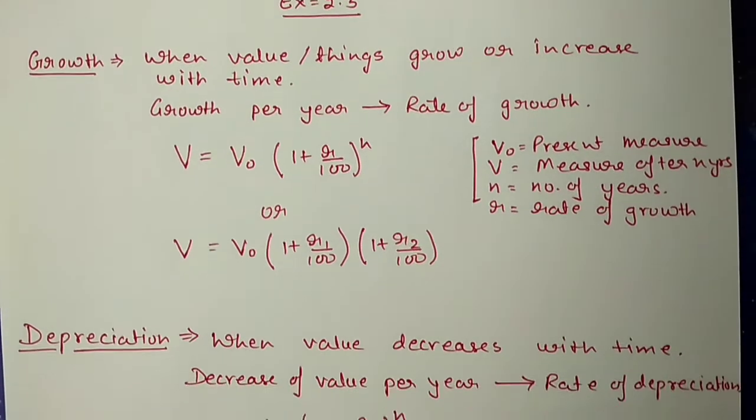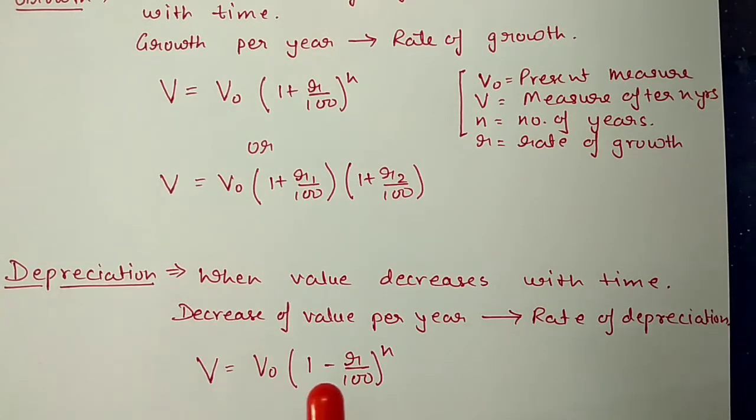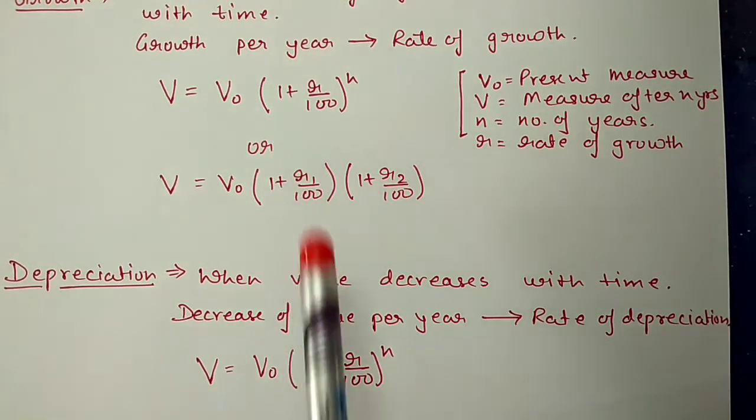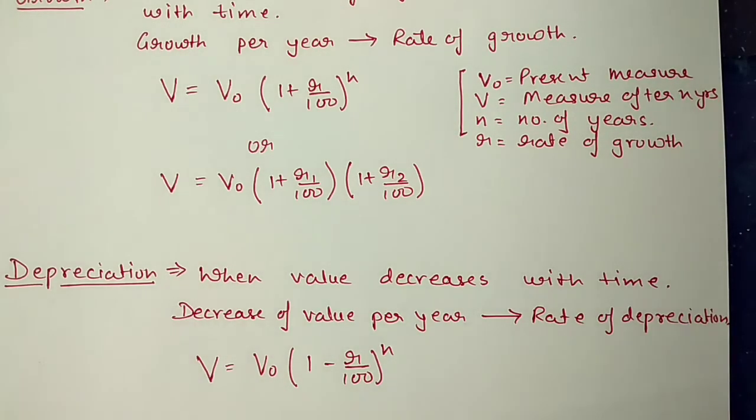The next thing we have is depreciation. Depreciation means when the value decreases with time. So, if we purchase any vehicle, we will observe that after certain years the value of that vehicle will decrease slowly. If you want to sell the vehicle after 5 years or after 10 years, then you cannot sell at the same price, the value will decrease. Decrease of value in 1 year we will call the rate of depreciation. Here we have the same formula, only in place of plus we will have a minus symbol. With the help of these two formulas we will do the problems in this exercise.